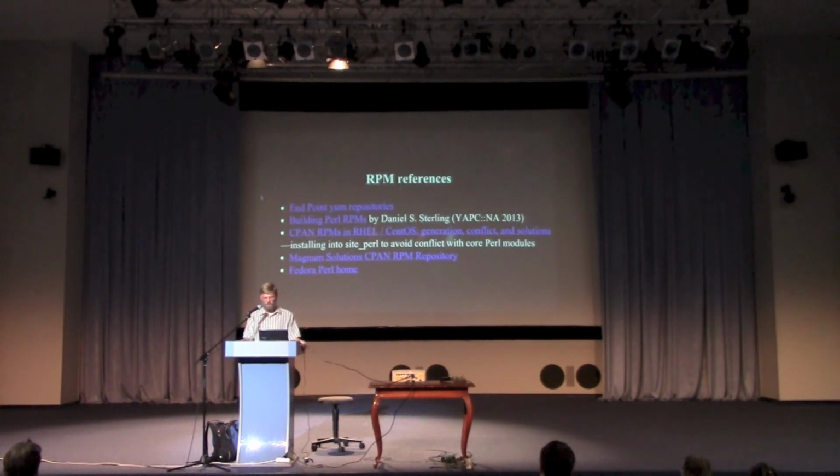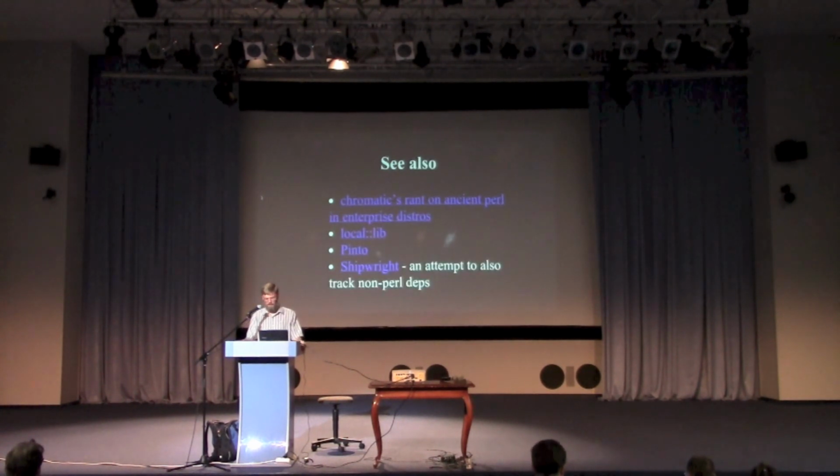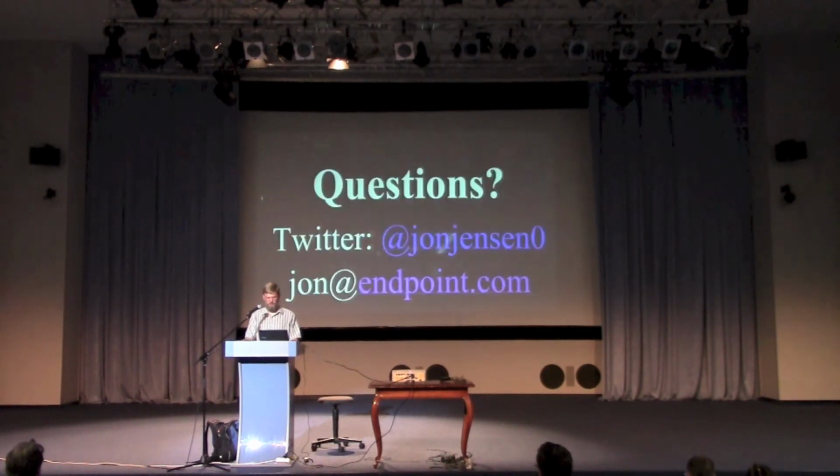There was a good talk at YAPC::NA just this year on building Perl RPMs. He goes into more detail about RPM building itself, so if you're new to that, that's a good place to start. There's CPAN RPMs in RHEL, sent to us, that talks about problems installing a newer version of a core module. There are some other people's CPAN RPM repositories that may be useful. Some references to Carton, PLN, and perlbrew, and then a few other things out on the edges that might be interesting to you as well. So, anyone have any questions?